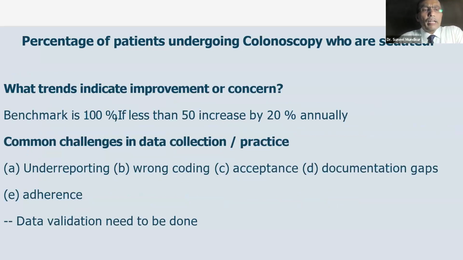The classical or the ideal benchmark will be 100%. If less than 50, try to increase it by 20% annually, so that it ultimately reaches 100% in another 3 to 4 years. The common challenges in the data collection or practice include underreporting, wrong coding, acceptance to do the scopy under sedation, documentation gaps, and adherence.